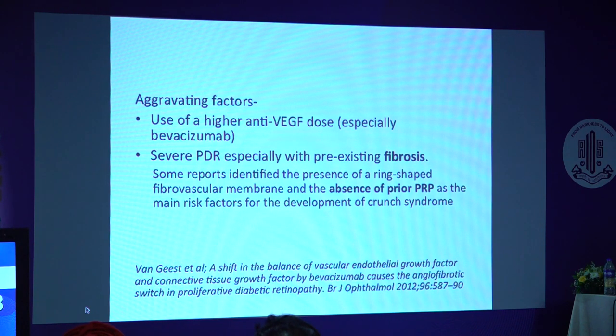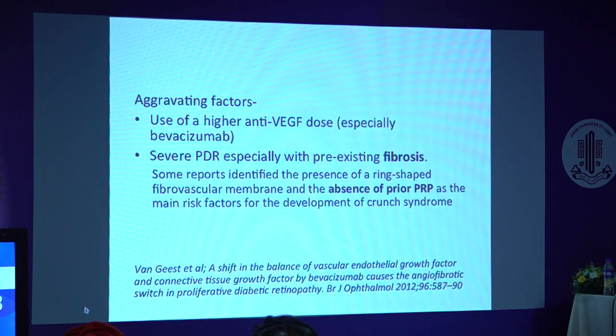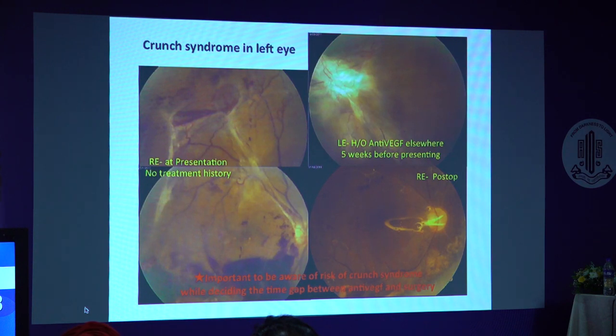The aggravating factors according to some studies are the use of higher doses of anti-VEGF injections, especially bevacizumab, severe PDR, especially with pre-existing fibrosis, and absence of prior PRP. This is an example of crunch syndrome in the left eye. The patient had a history of anti-VEGF elsewhere 5 weeks before presenting to us. The patient was not fit for surgery then, and the injecting ophthalmologist was of the opinion that maybe anti-VEGF will keep the disease controlled till the patient is fit for surgery. So it's important to be aware of the risk of crunch syndrome while deciding the time gap between the anti-VEGF and the surgery.